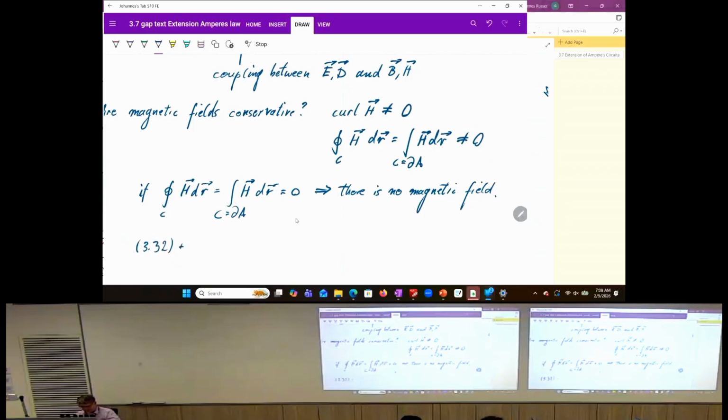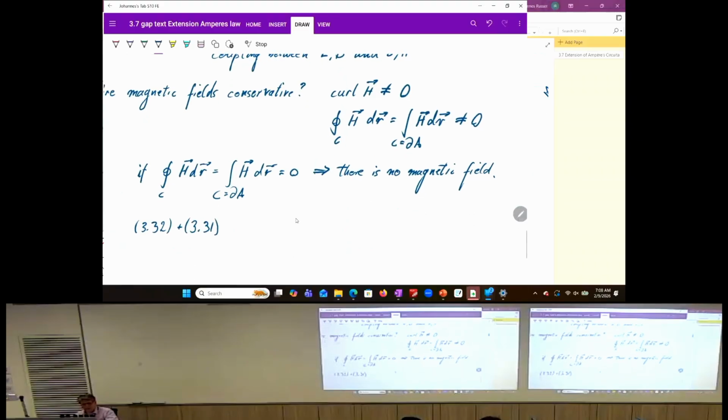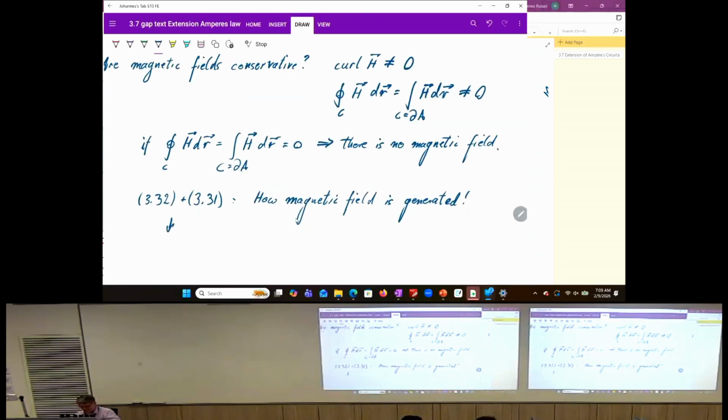So 3.31 is the integral form, and 3.32 is the same thing in differential form. They both tell you how the magnetic field is generated. And these are the third Maxwell equation, the one missing only.